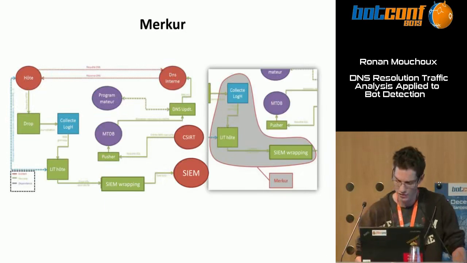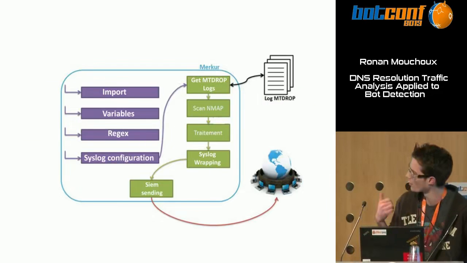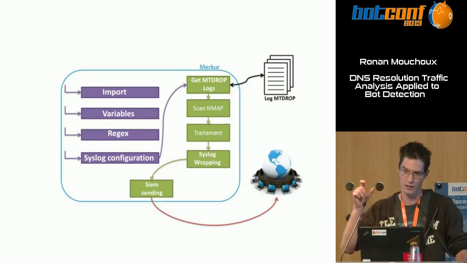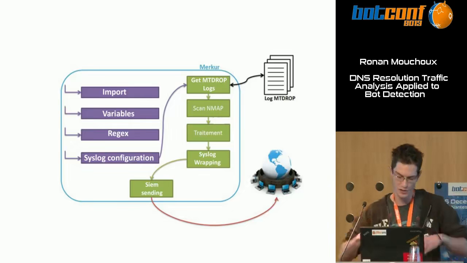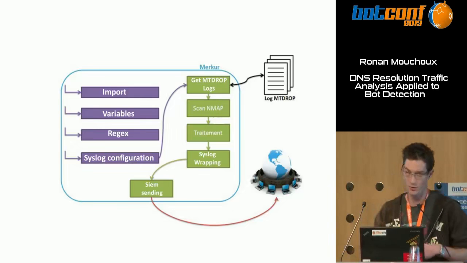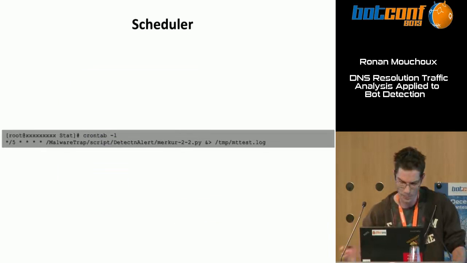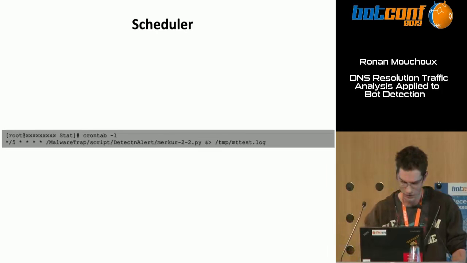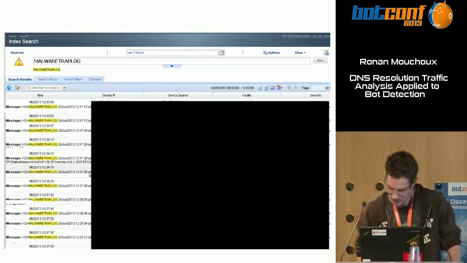Then we have to collect the log and send it to the SIEM. So the script called Mouchoux does that. It takes the log, collects the source IP address, launches the nmap scan, retrieves the information, wraps it into syslog format, and sends it to the SIEM. And to launch the script periodically, we use crontab, 1 line. And done. It's coming into the SIEM.